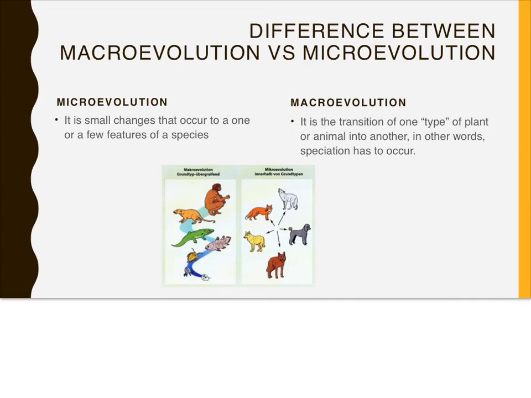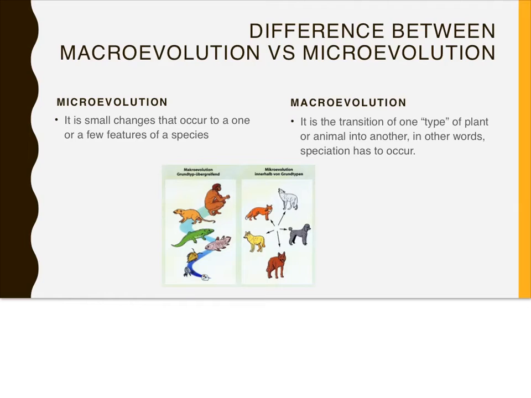So what's the difference between macroevolution and microevolution? Well, microevolution is when small changes occur to one or a few features of a species, and macroevolution is the transition of one type of plant or animal into another. In other words, speciation.